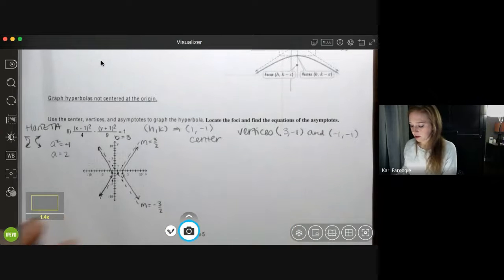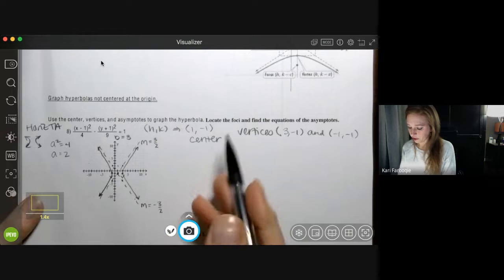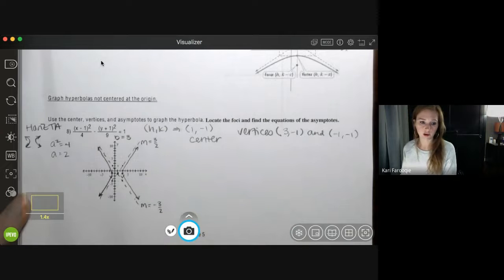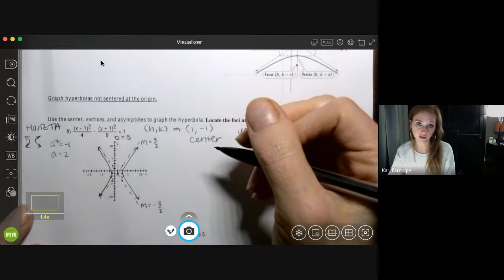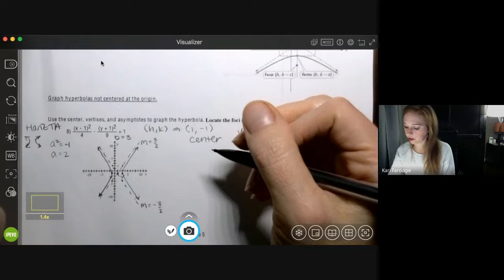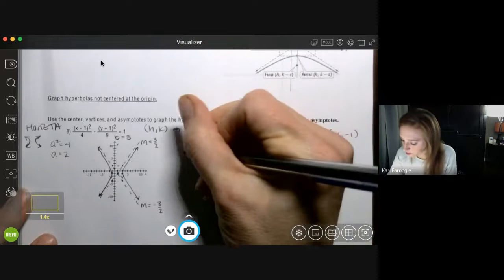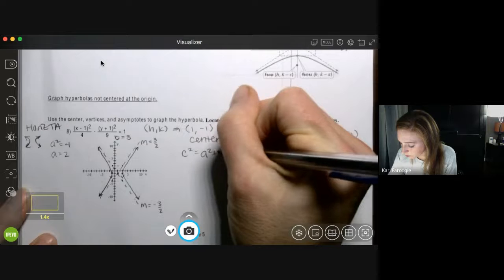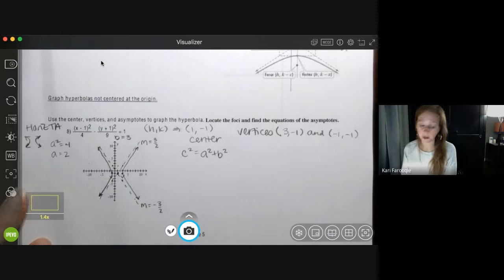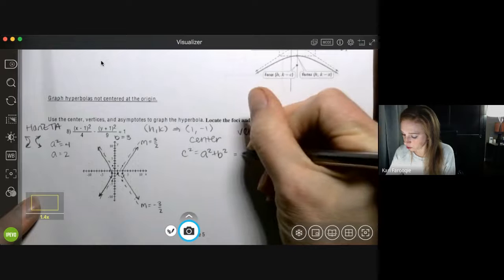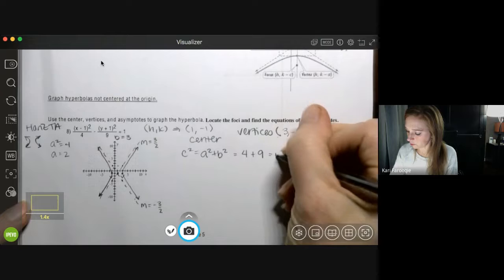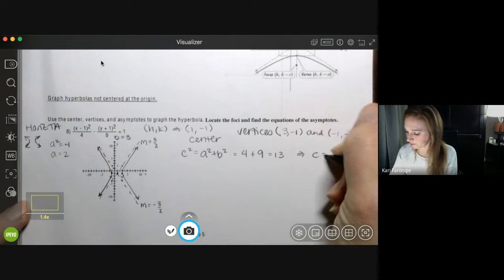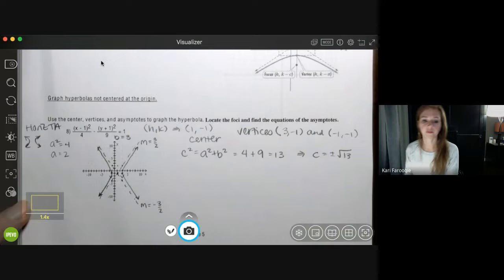Okay, so we're not done here. We have the graph. We need to locate the foci, and we need to write down the equations for the asymptotes. So we're going to go ahead and find c squared so that we can find c to discuss the points where the foci are located. So we know that c squared is a squared plus b squared for a hyperbola. A squared plus b squared is 4 plus 9, which is 13. And that means that c is plus or minus the square root of 13.